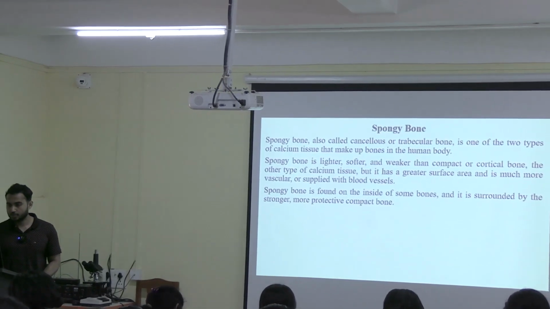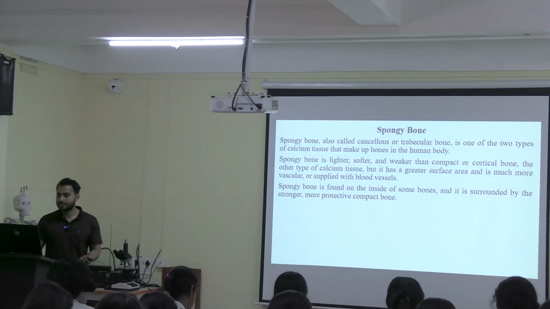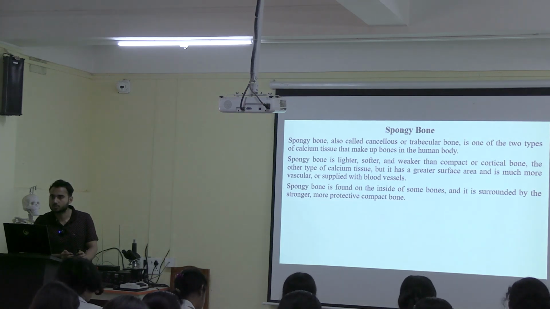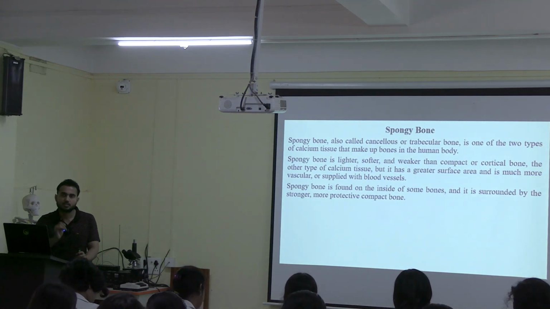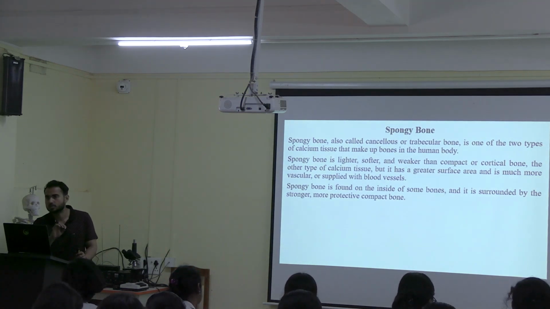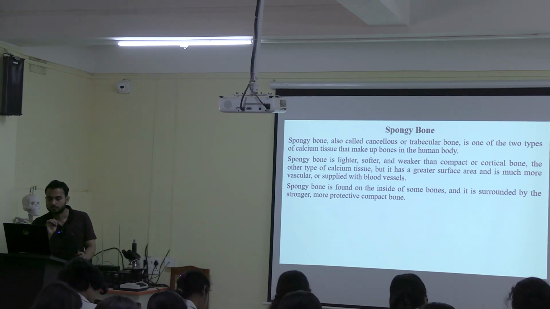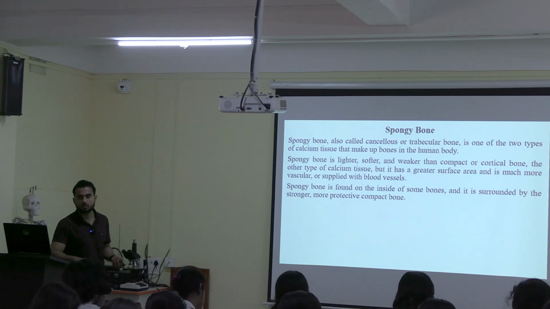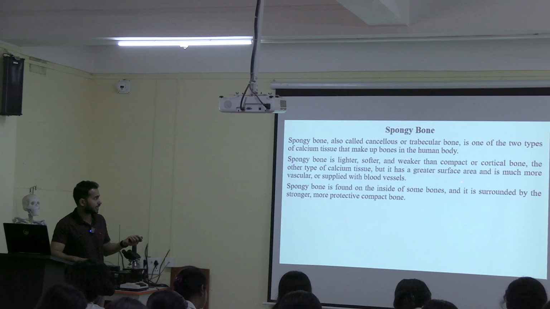Next, the spongy bone is also called cancellous bone or trabecular bone, because a trabecular-like appearance is there. I'll show you what the trabecular appearance is. So please note that the spongy bone is also called cancellous bone or trabecular bone. If you see the spongy bone, it is lighter, softer and weaker as compared to the cortical bone.